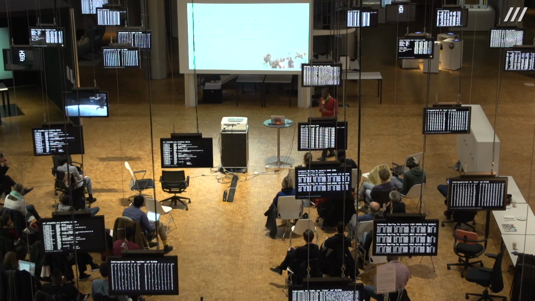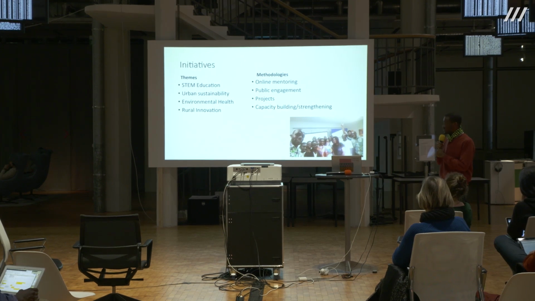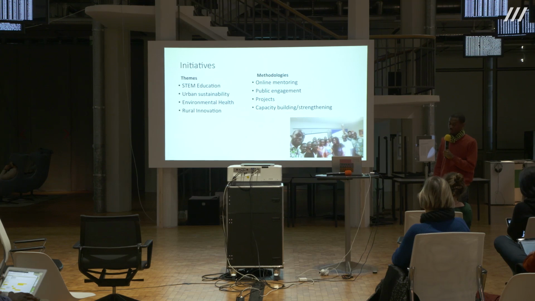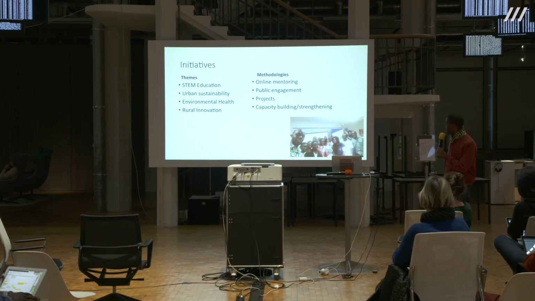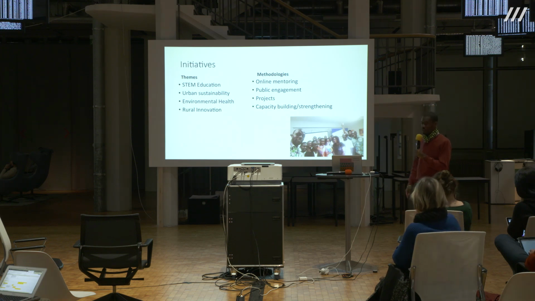Some of the thematic areas we are interested in are STEM education. We are interested in urban sustainability, so issues like air pollution. We are interested in environmental health, because the nature of the environment affects health. We are interested in rural innovation as well. And some of the actual activities we've been doing include online mentoring through the Facebook community I talked about. There's a lot of discussion going on there. Exchange of opportunities and link-ups, public engagement, actual projects, and capacity building or capacity strengthening. So these last 2 points are action areas for us going forward.